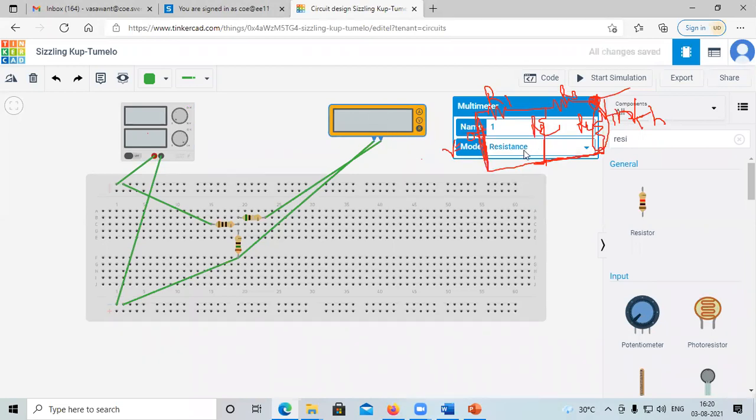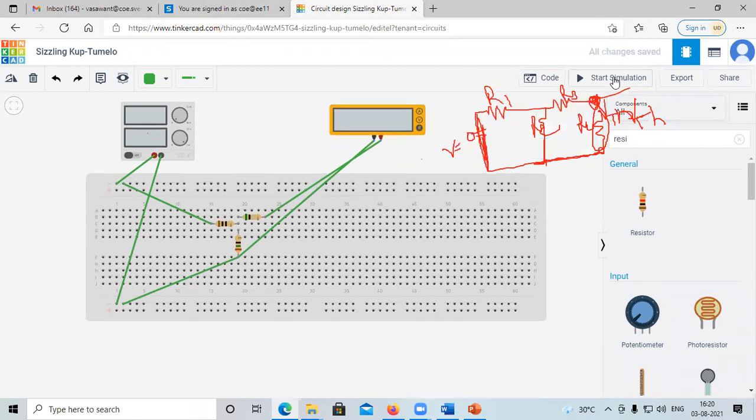So I have selected the multimeter and changed the mode, that is resistance mode. Now I will start simulation.